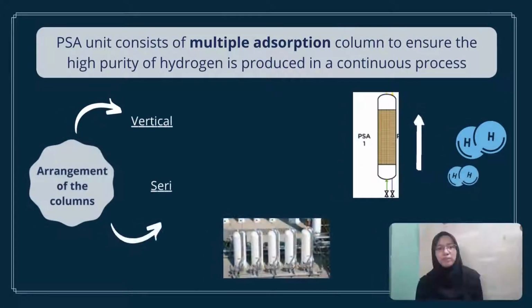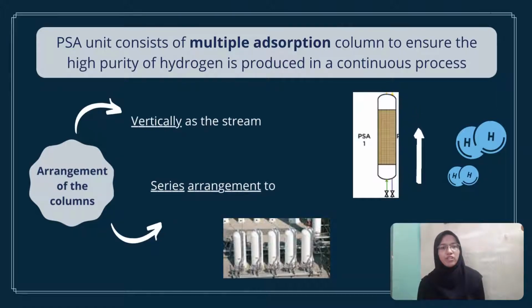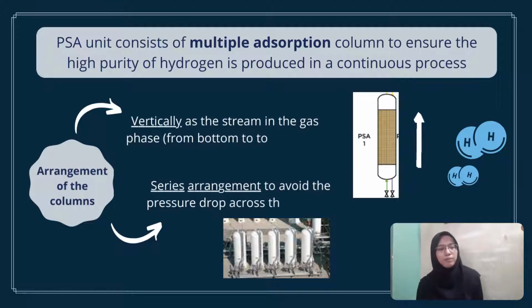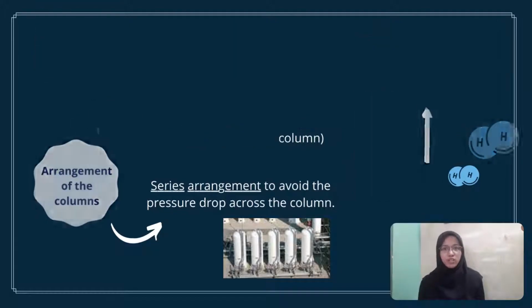PSA unit consists of multiple adsorption columns to ensure the production of the high purity hydrogen is in a continuous process. The column will be placed vertically as the stream is in the gas phase. It will enter at the bottom of the column and flow upward through the adsorbent, exiting as the top stream. Second, it is also in series arrangement to avoid the pressure drop across the columns.